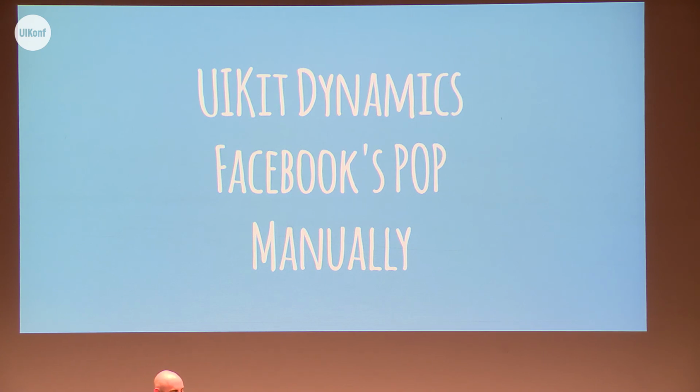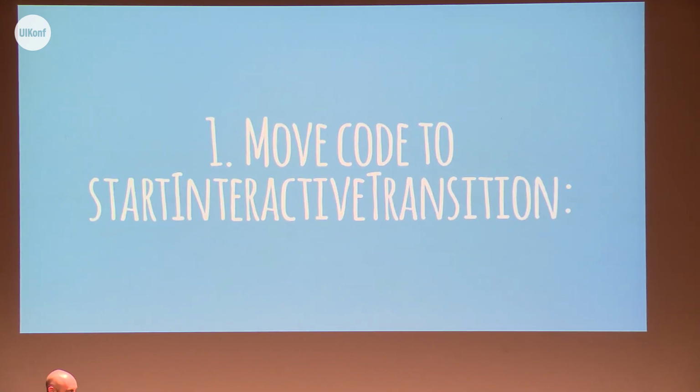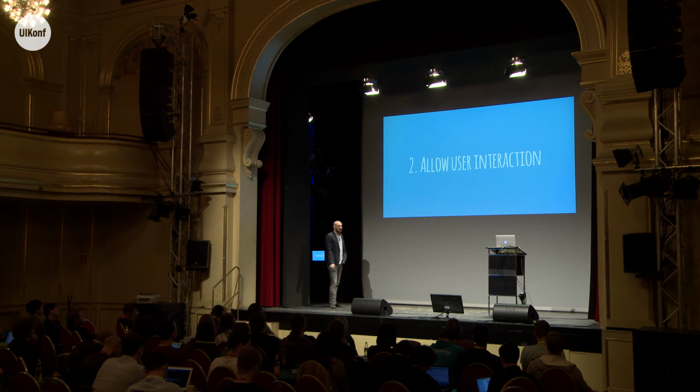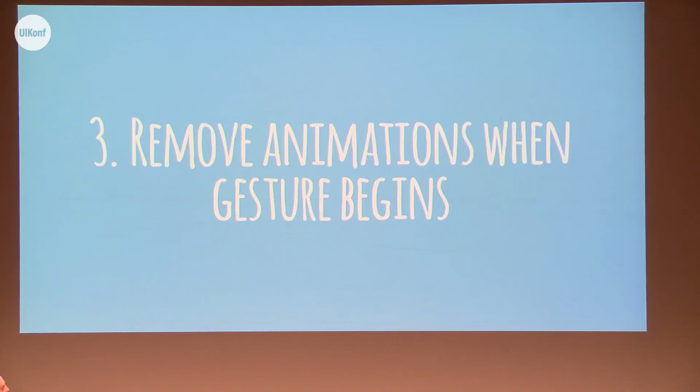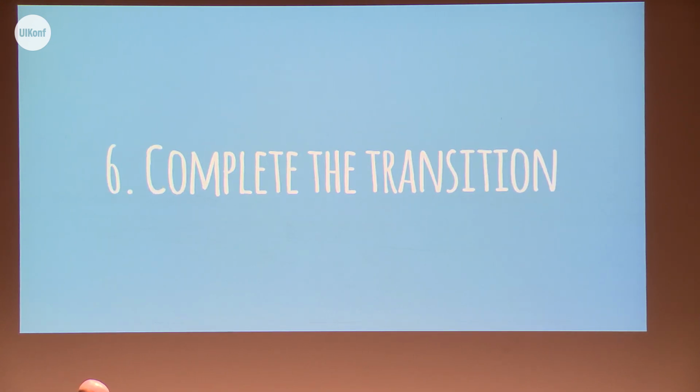There are other options. You could use dynamics or Facebook's Pop, which is pretty much designed for exactly this. You could do it manually. I suggest reading objc.io issue 12, interactive animations, which covers this really, really well. Please read that. So just remember to do this to get these interactive animated transitions: move your code to start the interactive transition, allow user interaction, remove those animations if the gesture begins, finish or cancel when the gesture ends, and then animate to the final position and complete the transition.